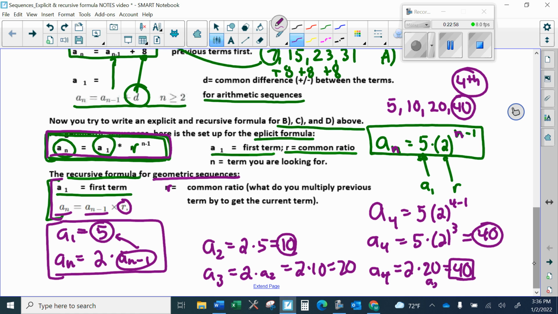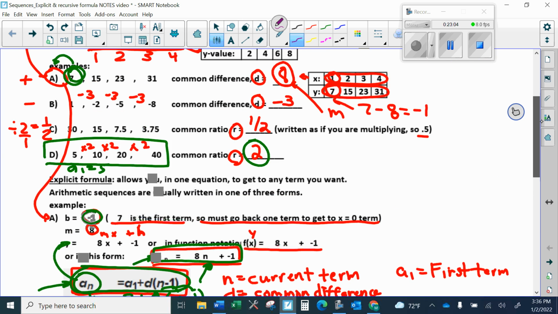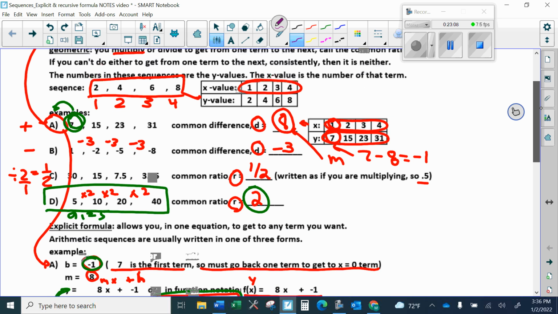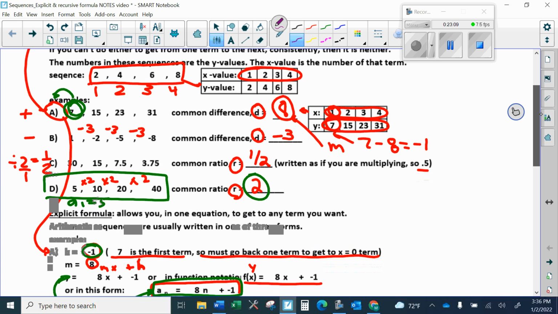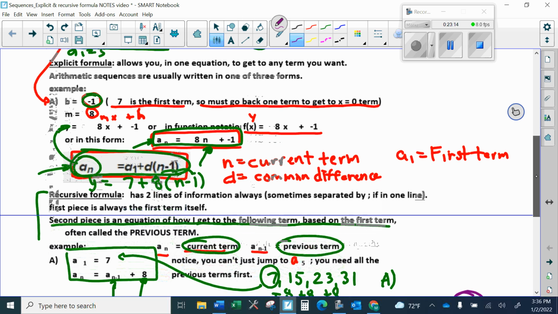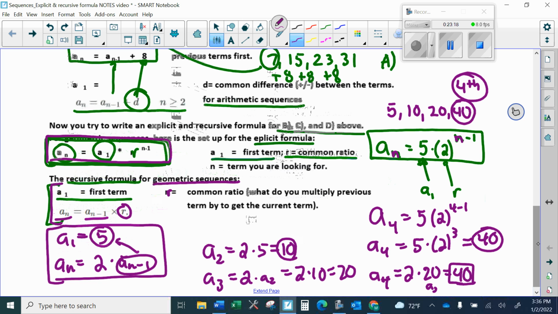Okay, so here's your notes. This is what you're going to be doing on your assignment. Okay, you're going to first find the common difference or common ratio, depending if it's an arithmetic or geometric sequence. Then you're going to write an explicit formula and a recursive formula. Okay, and there's examples of that. Here you have it right here. We're going to do the other examples in class.